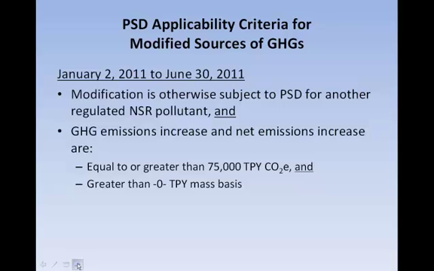Okay, so for modifications at existing sources under step 1, this would be again from January 2nd through June 30th of 2011, PSD applies to greenhouse gases if the modification is otherwise subject to PSD for another regulated NSR pollutant, and the greenhouse gas emissions increase of both the project and the net emissions increase over the contemporaneous period are both equal to or greater than 75,000 tons per year of CO2e and greater than 0 tons per year on a mass basis.